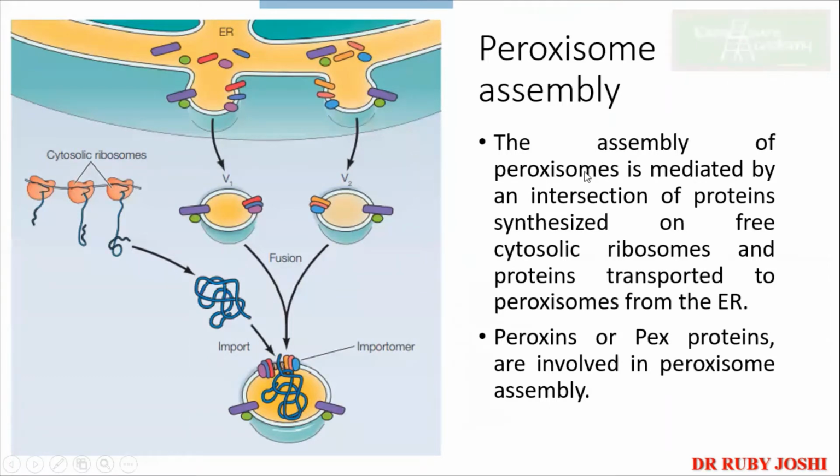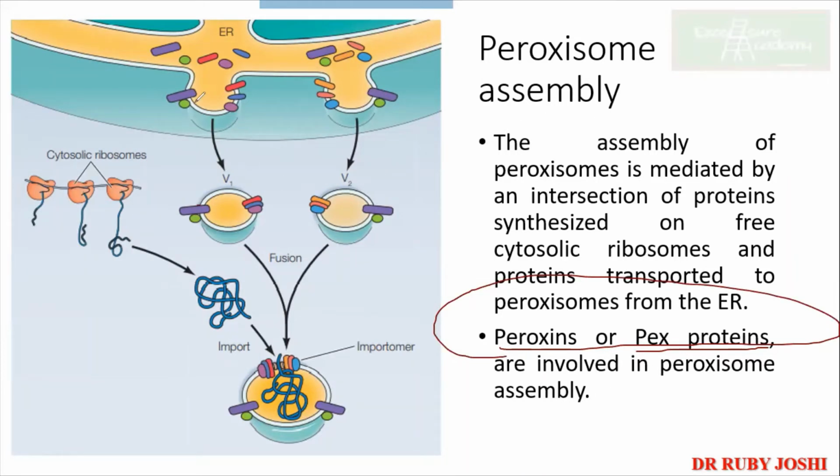So the assembly of the peroxisome is mediated by the interaction of proteins which are synthesized on the free cytosolic ribosomes, and then they are transported to the peroxisomes from the ER. Okay, see here. So either we can have it like this. So there are certain proteins known as the PEX proteins or the peroxins. These are specific for your peroxisome. Okay, so these proteins are there.